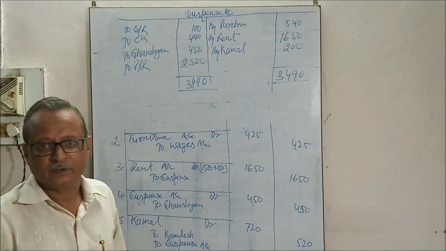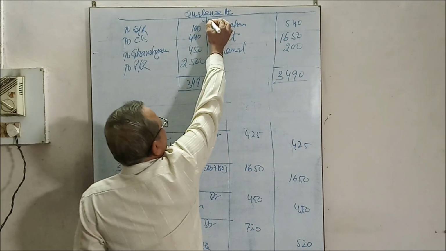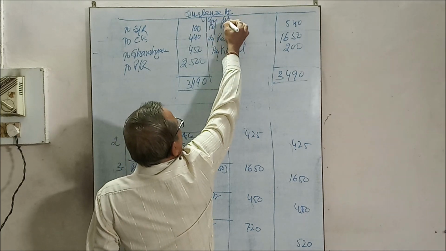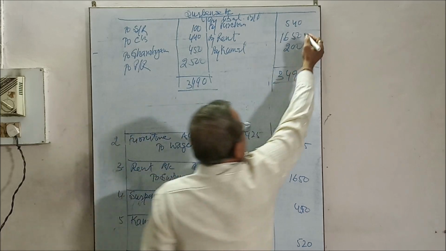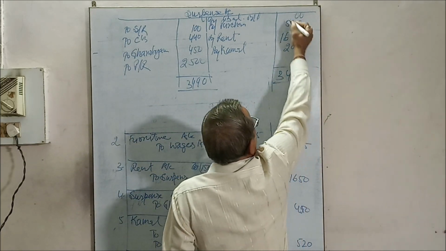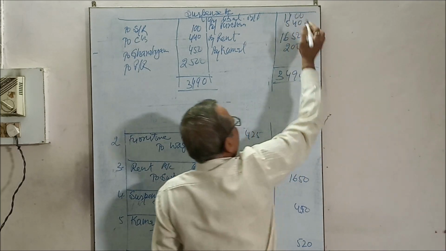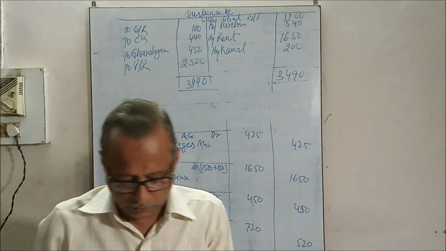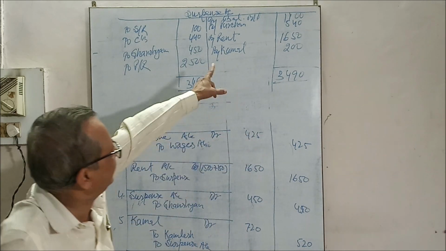Difference is there, and that is the opening balance on the credit side at the beginning. By balance brought down, whatever the difference is there, 1,100. 1,100 is the difference on the credit side.